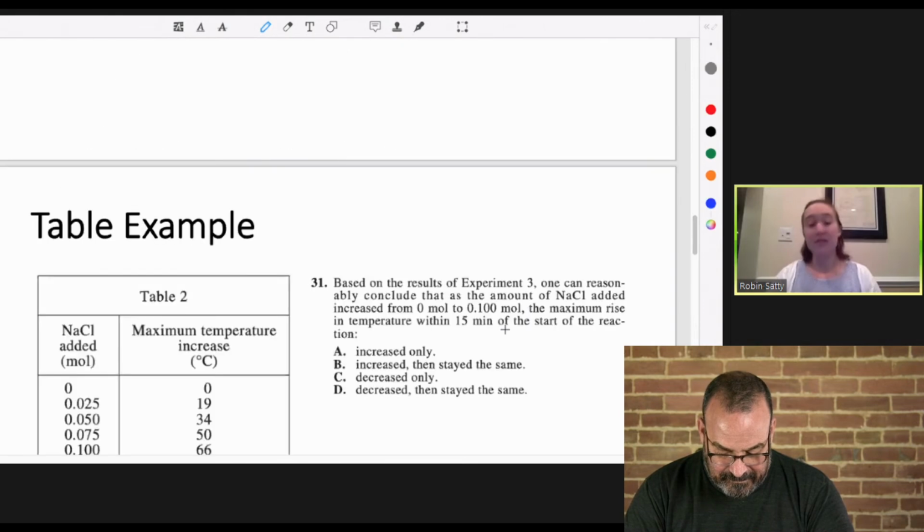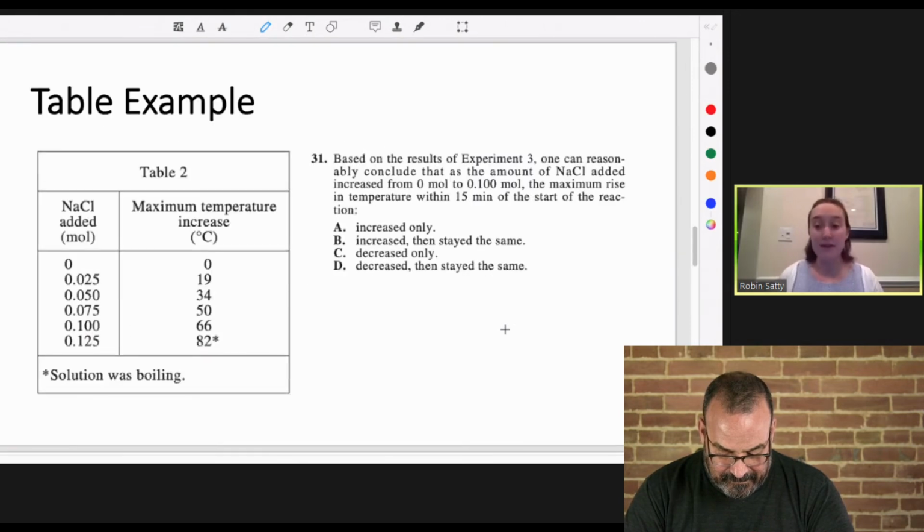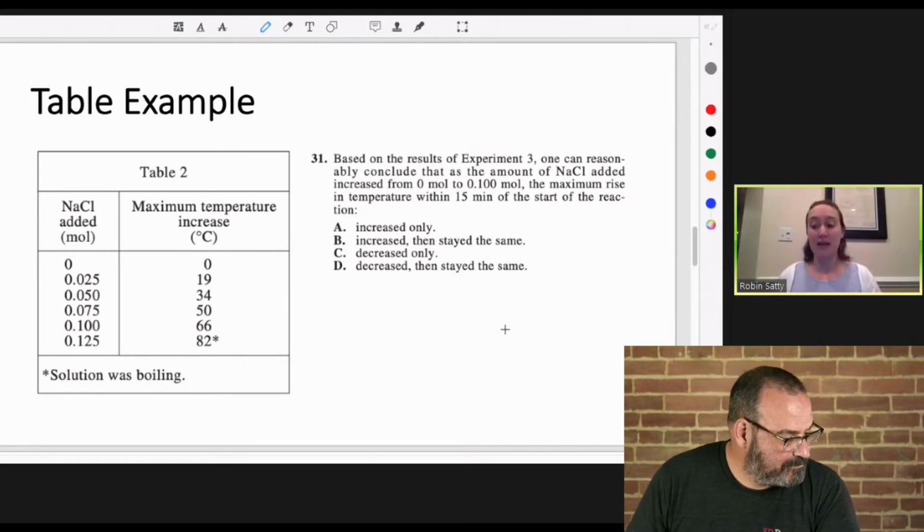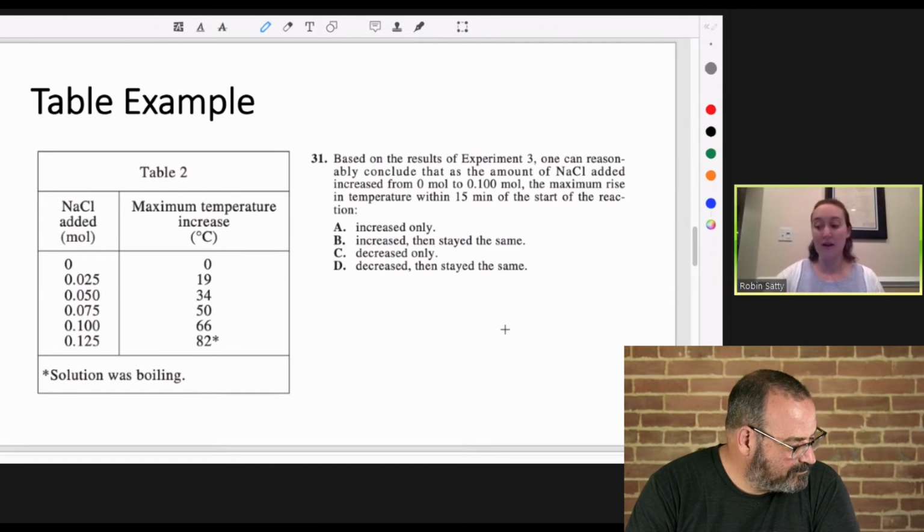So here's an example of a question about a table. A table is a thing with lines that represents data. It often has different columns or rows, and those columns or rows often have titles that tell you exactly what's going on. You learned how to read these in middle school, as you learned much of the stuff you need to know for the science section.